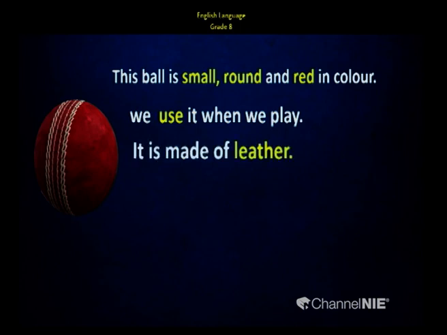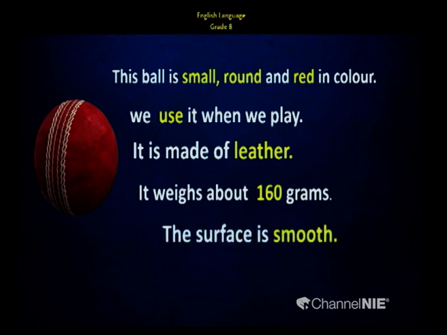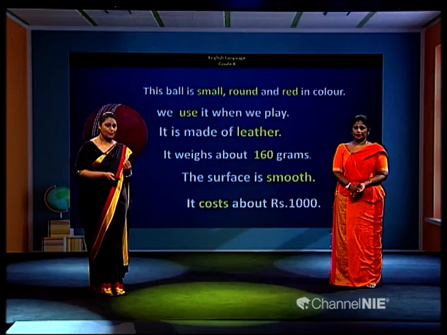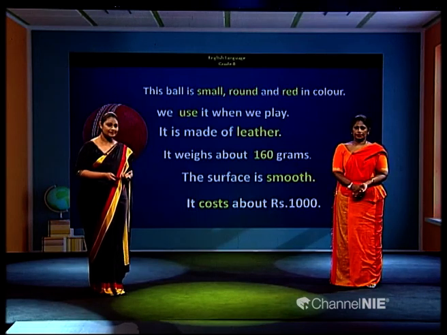It is made of leather. As Miss Niranji mentioned, yes, this is a leather ball. What is the material? It's leather. It's made of leather. It weighs about 160 grams. Now this talks about the weight. Then you have the texture, whether it's soft, rough or smooth. The surface is smooth. Then you have the price at last. It costs about 1000 rupees. All right, that is the price. So these are the 6 things basically that you have to know when you describe about things.